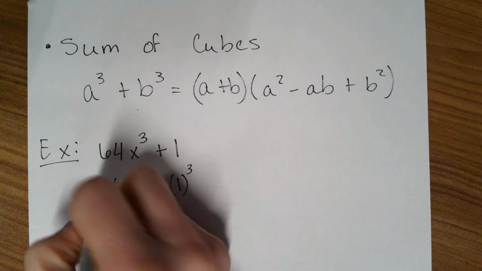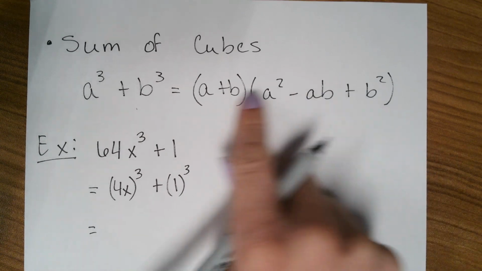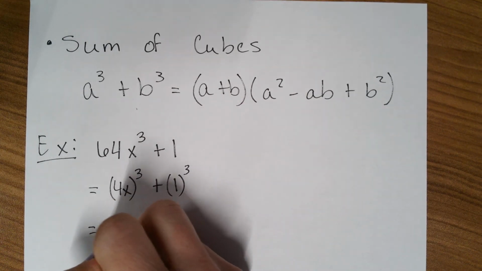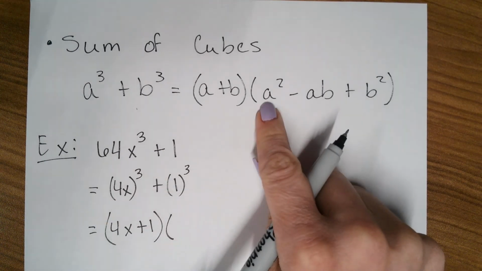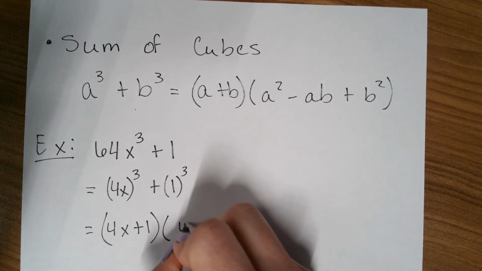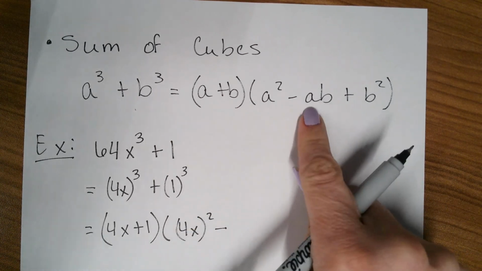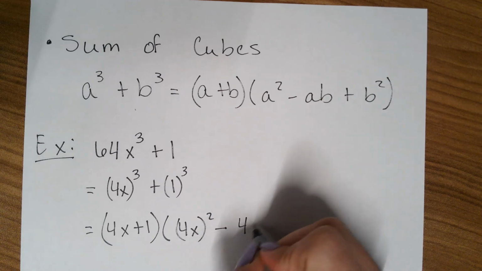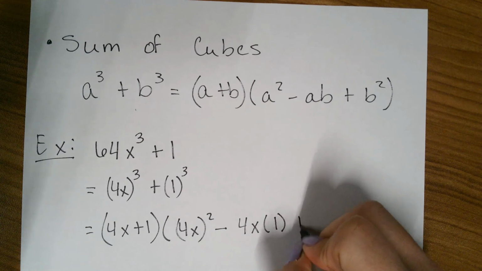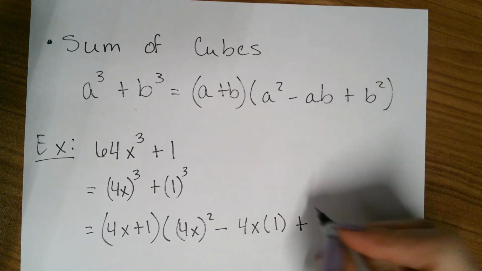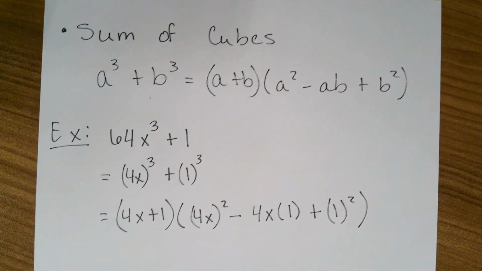Now I know A and B, so I'll plug it into the formula. I start with A plus B. So I have 4x plus 1. And now A squared, so I have 4x, that whole thing squared, minus A times B, so I have 4x, it's my A, times 1, which is my B, and then plus all of B squared. My B in this case is just 1, but I'll go ahead and put it in parentheses and show that we need to square it.